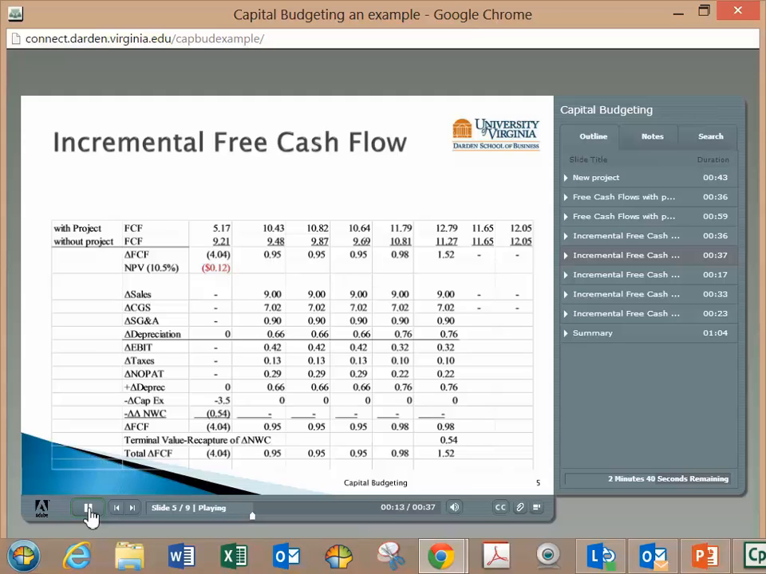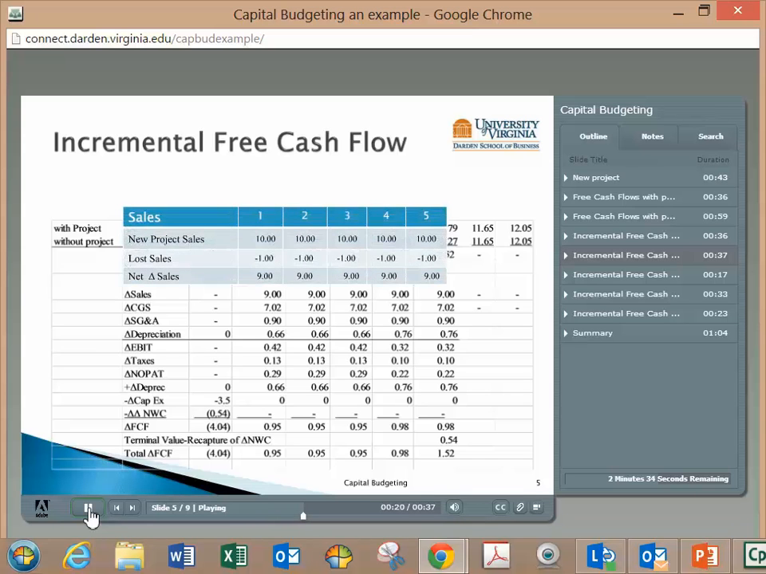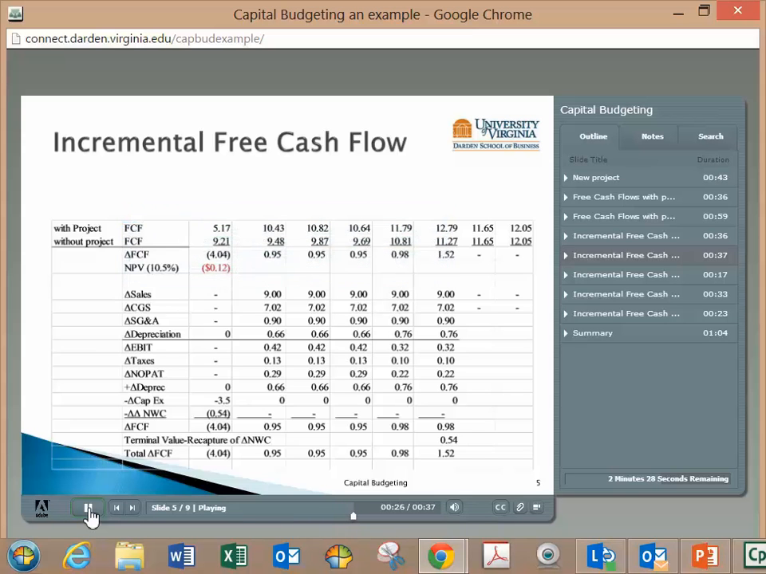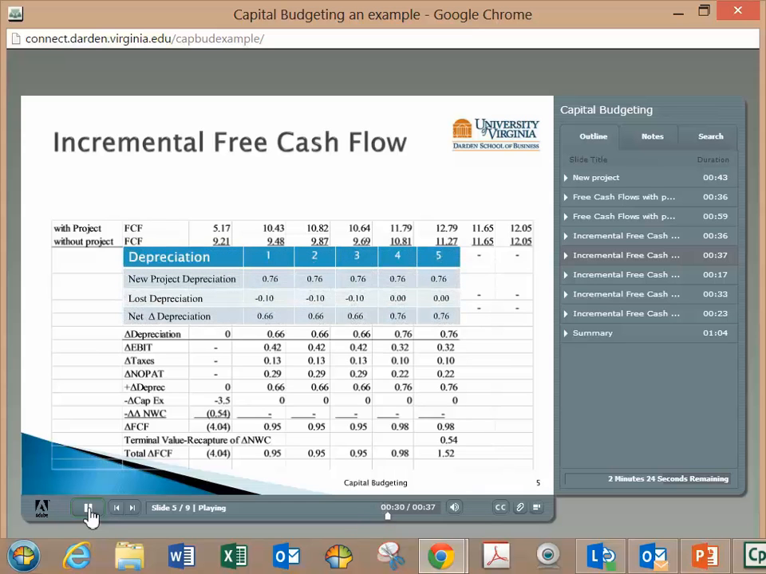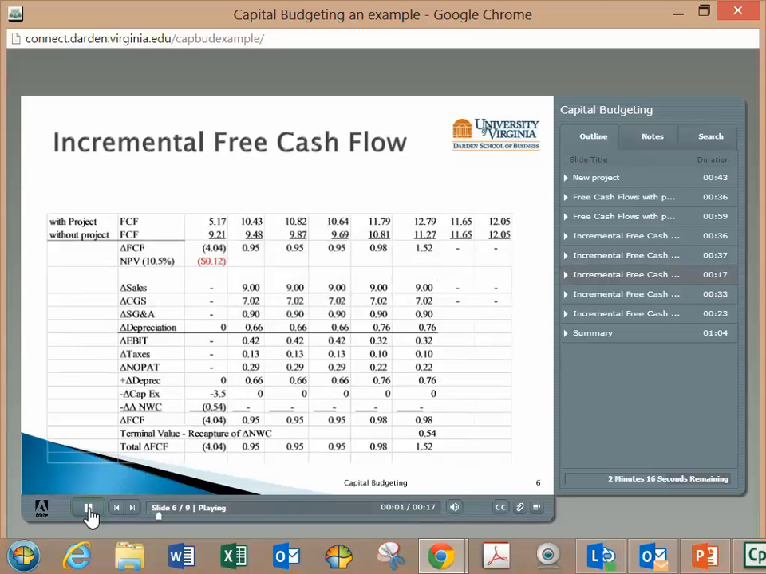The incremental change in sales is the $10 million less the $1 million in lost sales at the other plant. Cost of goods sold is still 78% of sales, and SG&A is 10%. The change in depreciation is the sum of the depreciation on the new asset for 5 years, less the lost 3 years of depreciation on the old asset. Now that we have the change in EBIT, we can calculate the change in taxes and get the change in NOPAT. Next, we add back the change in depreciation and deduct the changes in capital expenditures.